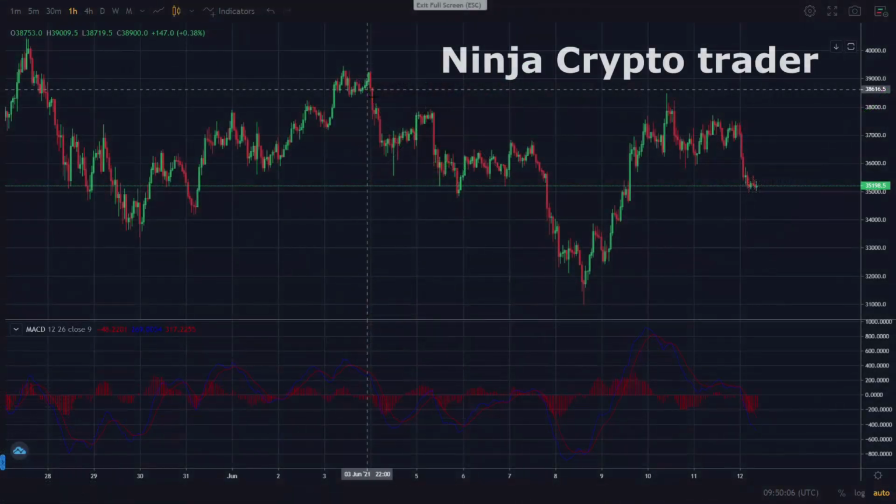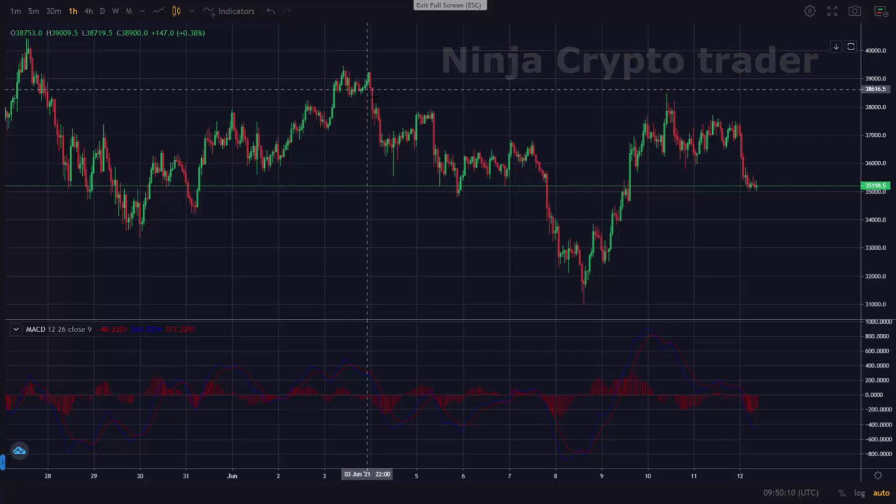Welcome to Ninja Crypto Trader, and today I'll be taking you through the moving average convergence divergence, or MACD, indicator strategy. Also, I'll be giving you a few tips on how you can combine it with other indicators or other forms of technical analysis in order to get better entry points on your trades.